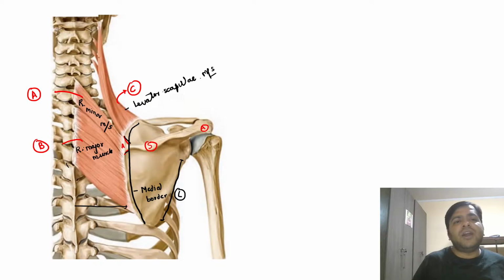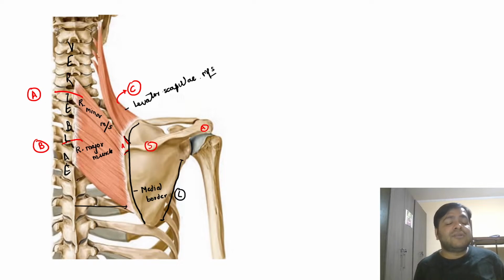Rhomboid minor, major, levator scapulae, they are coming from vertebra. They are coming from vertebra. You guys are going to tell me, they are coming to which bone? Scapula. You guys are going to tell me, rhomboid minor, rhomboid major, levator scapulae, which one is the origin and which one is the insertion? Scapula is the origin or vertebra is the insertion or vice versa? Just tell me in the comment section. Yes, Sai Krishna, very good. Dimple, very good. Shiv Kumar, very good.